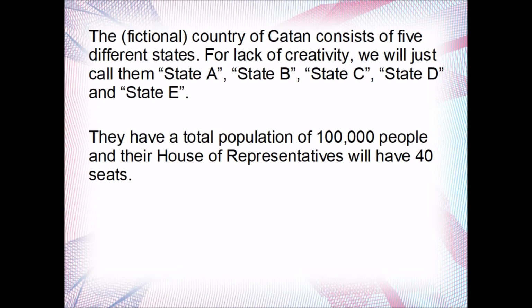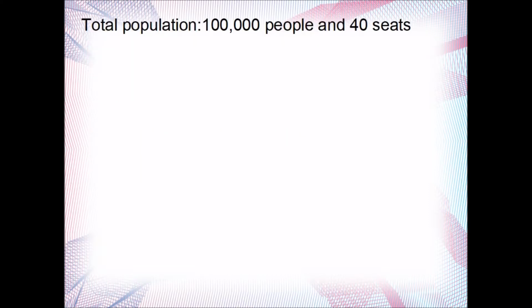So here's my example. I have a country that I made up named Catan. By the way, if you get the reference, you're awesome. Anyway, my made-up country consists of 5 different states, and because I am boring, I'm just going to call them State A, State B, State C, State D, and State E. They have a total population of 100,000 people, and their House of Representatives will have 40 seats, because I rigged this example to work out. So the most important thing to take away from this is the total population, which is 100,000, and the number of seats that we need, which is 40.